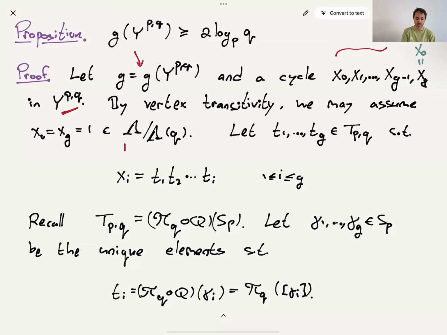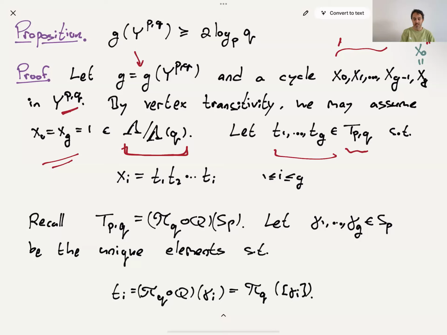Right, the vertices of Y are elements in this group, just to remind you. And because this is a Cayley graph, as we argued before, you can use vertex transitivity and shift that cycle to a cycle which starts and ends with 1. So let's assume that x0 and x_g are simply 1, namely 1 as an element of this group. This is a Cayley graph with generator set T^{p,q}, but I'll stop saying p and q all the time. So let's consider the generators that lead us through this cycle.